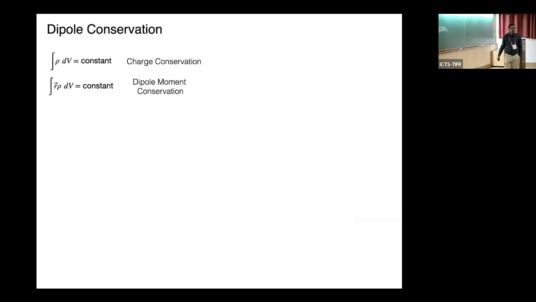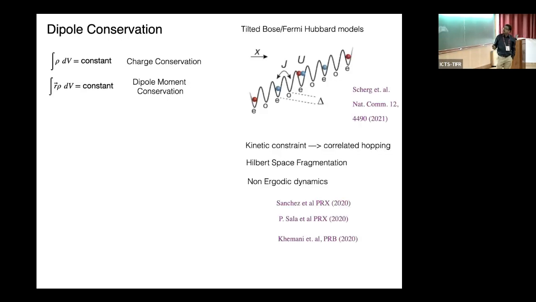We are trying to look at systems where the dipole moment is conserved. For example, there are all these tilted Bose or Fermi-Hubbard models. There are even experiments with cold atoms, where the idea is that if the dipole moment is conserved, the charge cannot move, because if you move the charge, you change the dipole moment. But charges, one can move in, let's say, plus x direction, other can move in minus x direction while keeping the dipole moment fixed. So you end up having correlated hopping.